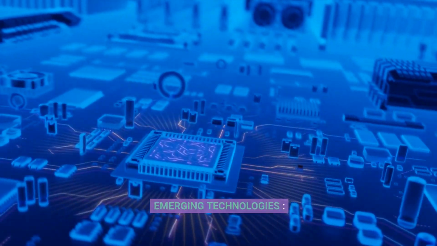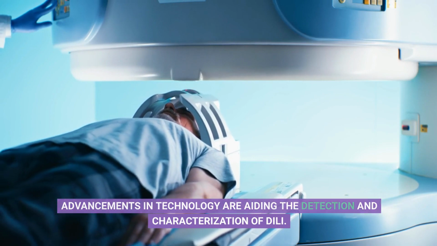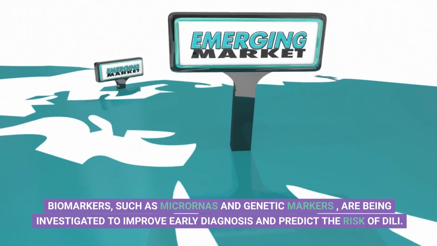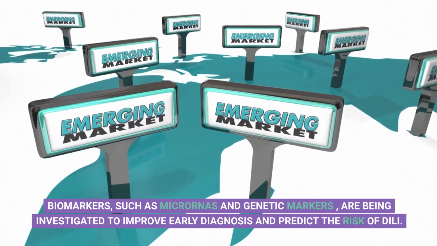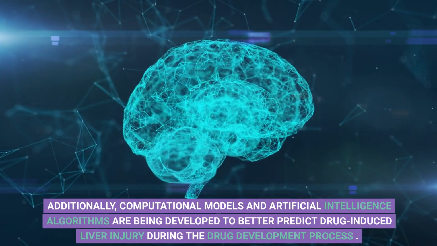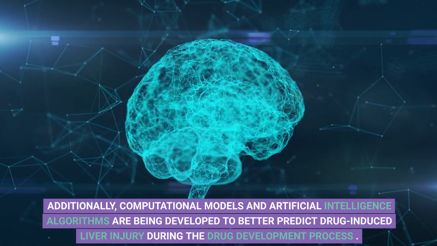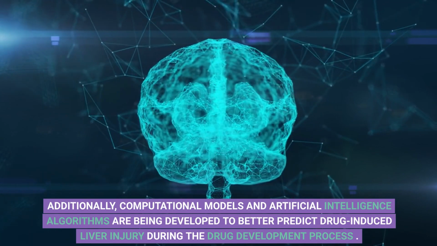Emerging technologies. Advancements in technology are aiding the detection and characterization of DILI. Biomarkers, such as microRNAs and genetic markers, are being investigated to improve early diagnosis and predict the risk of DILI. Additionally, computational models and artificial intelligence algorithms are being developed to better predict drug-induced liver injury during the drug development process.